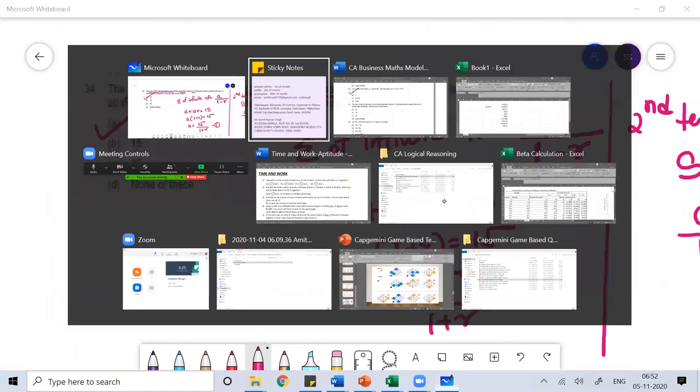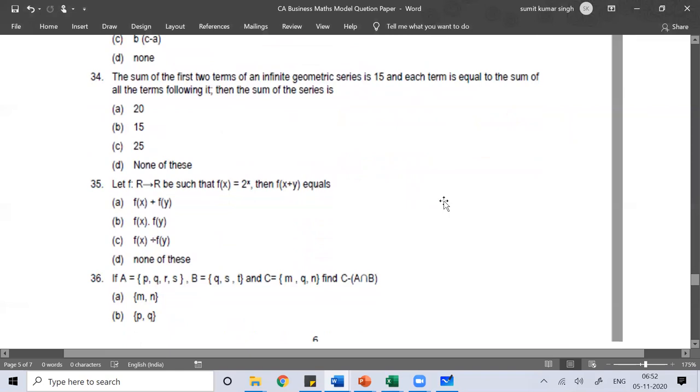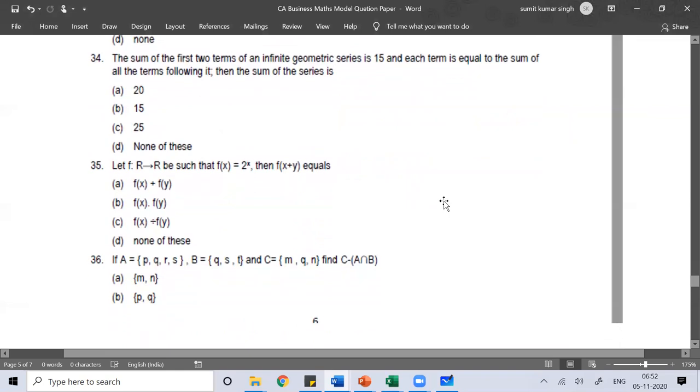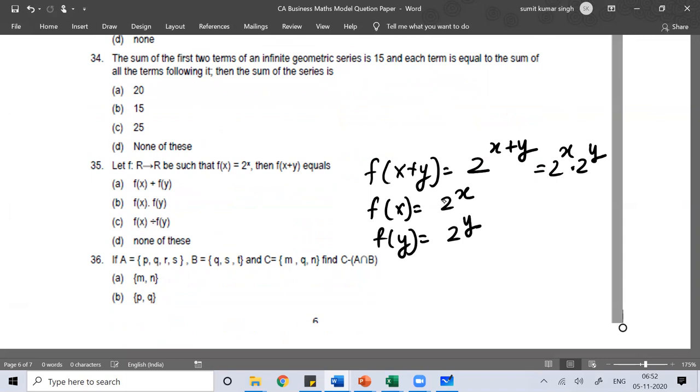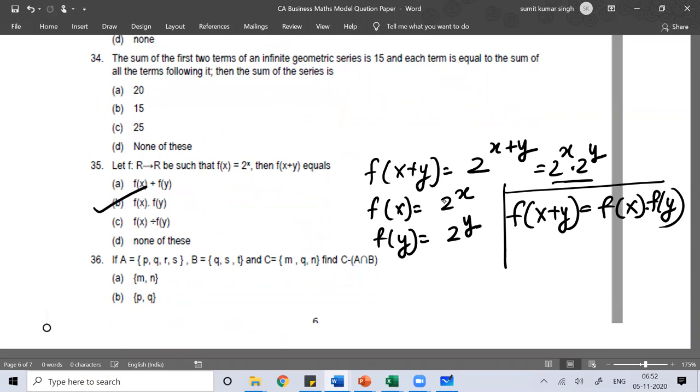So everyone, question number 34, we're done. Now 35, very easy. The function fx is 2 to the power x. So f of x plus y would be equal to 2 to the power x plus y, which means 2 to the power x into 2 to the power y. You know that fx is equal to 2 to the power x, so fy will be equal to 2 to the power y. So automatically f of x plus y would be equal to fx into fy. Option D.